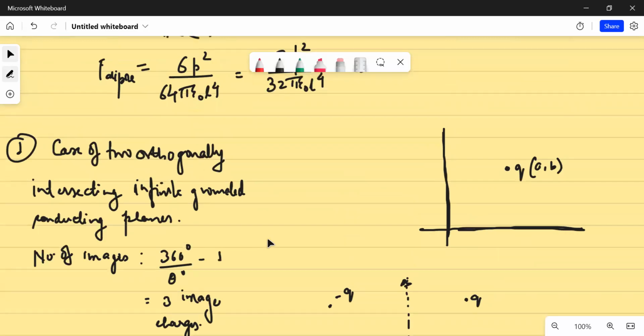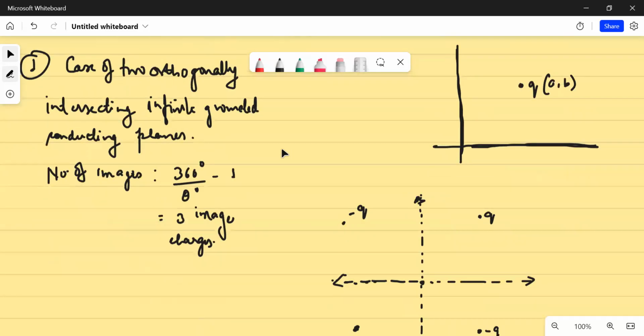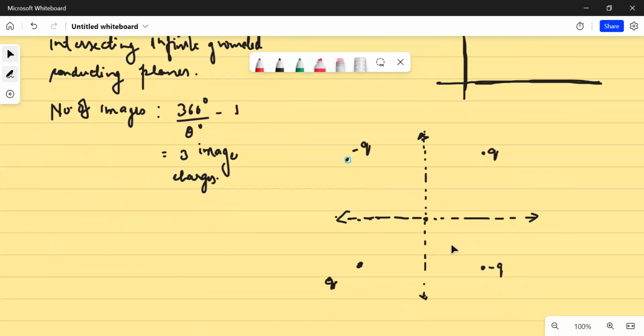So the case of two orthogonally intersecting infinite boundary planes. Okay. See, because of charge Q, minus Q will come here, and because of charge Q, minus Q will come here, and one has to see that at the boundary, one has to have this 2Q, 2Q. Another thing that one needs to see is the total. So one has to see, let's do one thing.